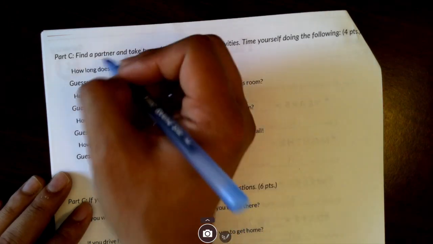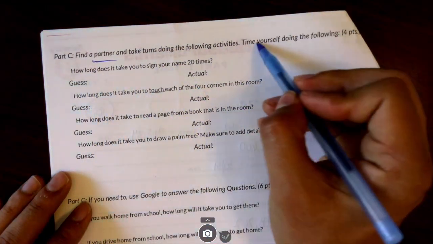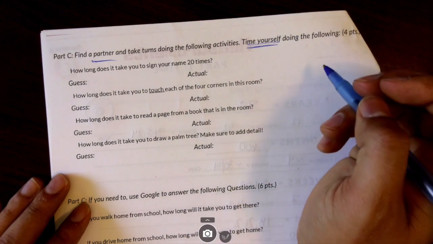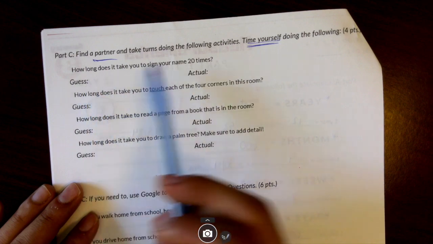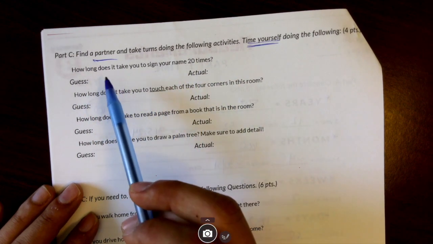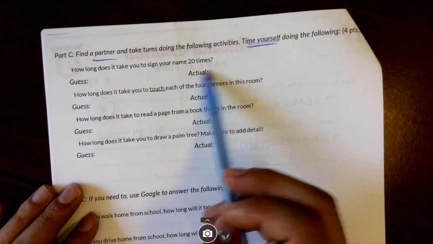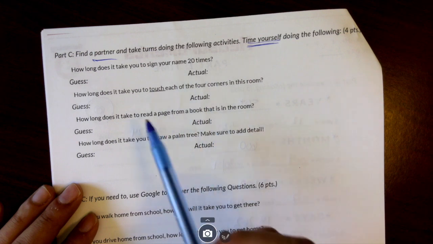Let's flip the page over. This one's pretty easy, pretty straightforward. You're going to find a partner, and if you don't have a partner, that's okay, but I want you guys to time yourself. So you need a stopwatch, and you can just use the one on your phone. Guess how long it takes you to sign your name 20 times. Guess. 20 seconds, 30 seconds, 40 seconds, and then see what's the actual time. Don't look at the clock as you're writing it, okay?